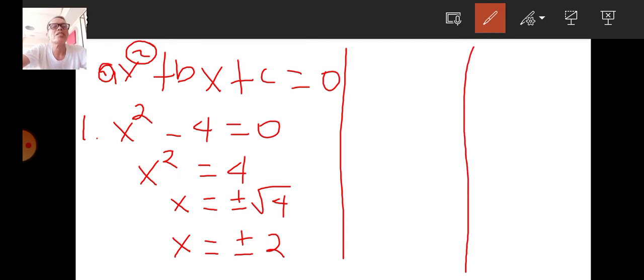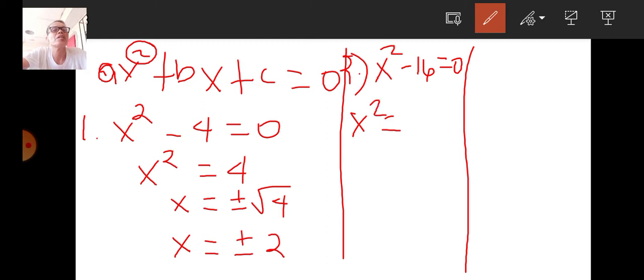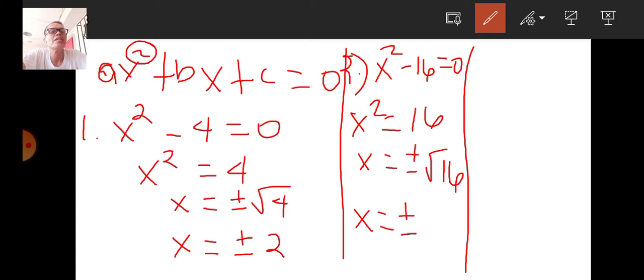X is positive 2 and the other one is x is negative 2. Another example, number 2. We have x squared minus 16 equals 0. Transpose 16 to the other side, and it becomes x squared equals positive 16. Extract the square root, so you have x equals plus or minus the square root of 16. So x equals plus or minus 4.